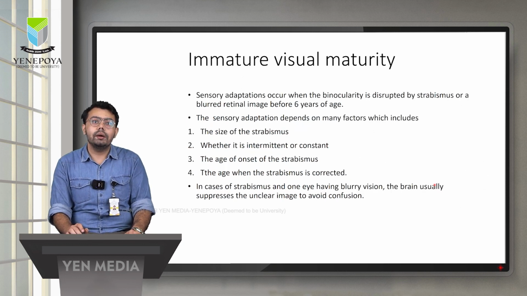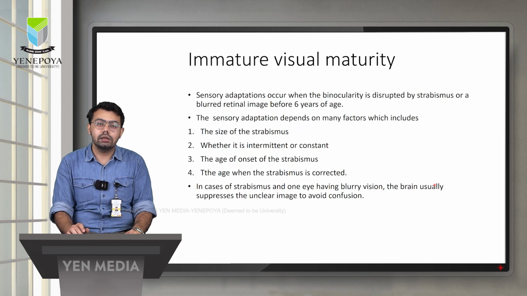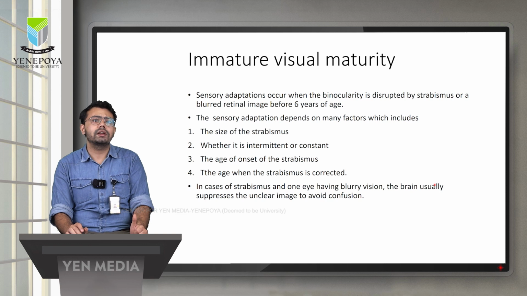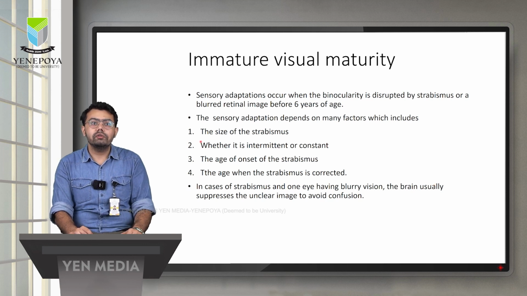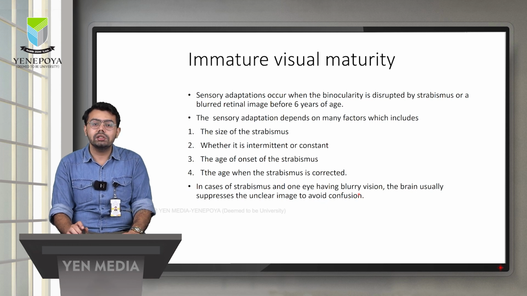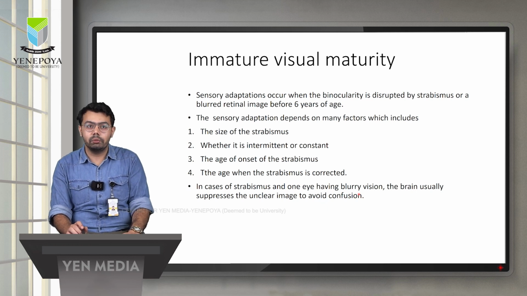So, if the visual pathway is immature, that is, the disruption has occurred before 6 years of age, it depends on 4 factors: the size of the strabismus, whether it is intermittent or constant, the age of onset of strabismus, and the age at which the strabismus has been corrected. In case of strabismus and one eye having blurred vision, the brain usually suppresses the unclear image to avoid confusion. So confusion is a very rare condition. We usually don't get to see confusion, but we get to see diplopia.